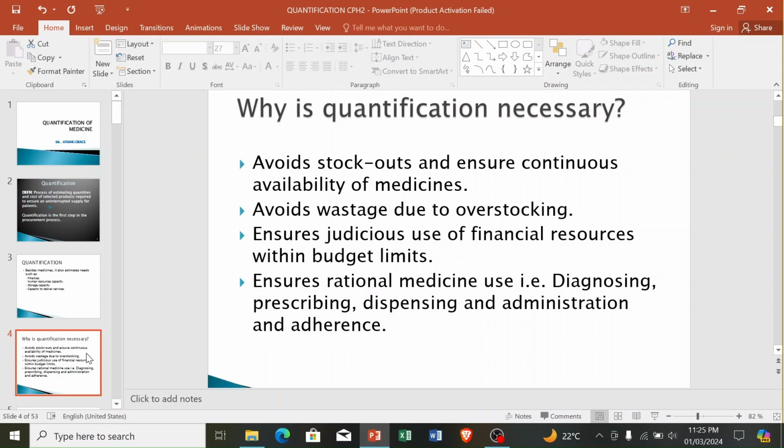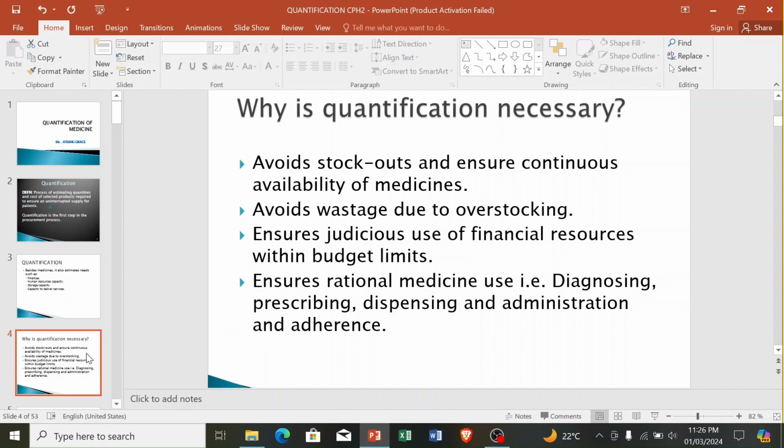So we know what resources we have, how much is allocated for medicines, how much is allocated for medicine supplies, how much is allocated for staff training, and the rest. So we are putting all that in mind. Quantification enables us to make sure that we do not waste the few financial resources that we have. The fourth point is that it ensures rational medicines use.